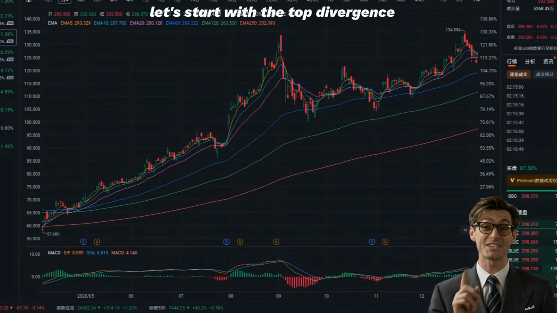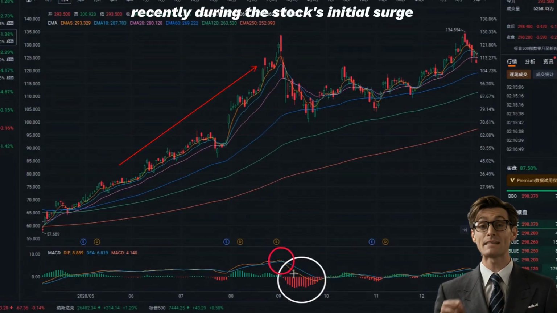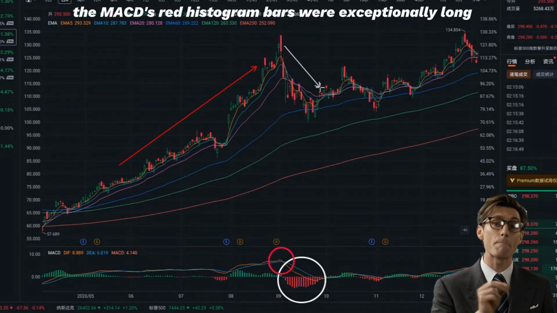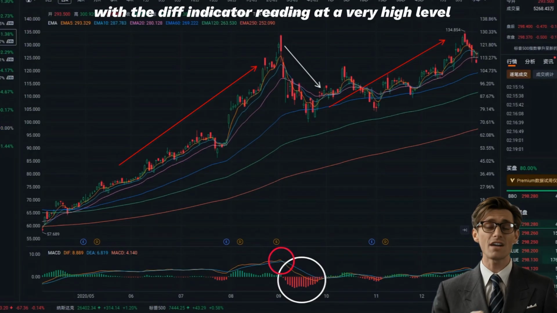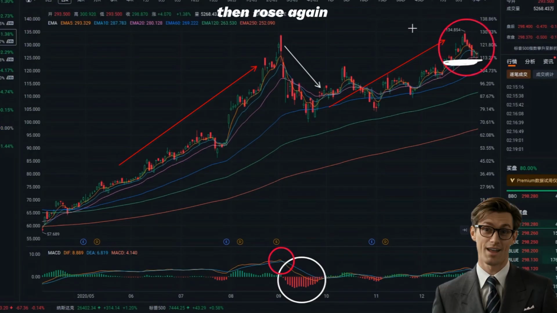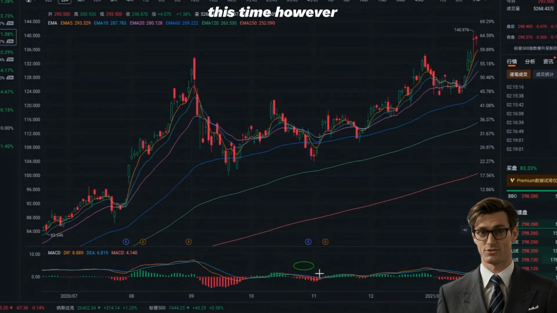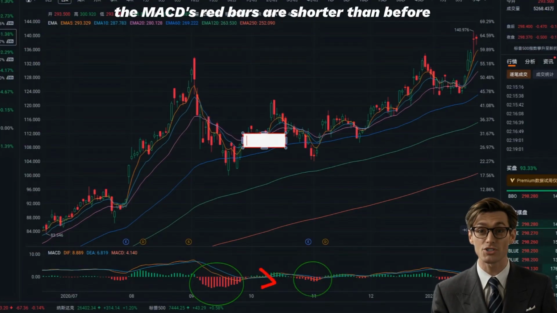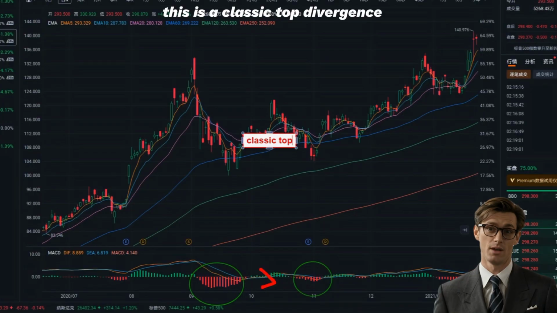How to use top divergence? Let's start with the top divergence. Suppose a stock has risen significantly in value recently. During the stock's initial surge, the MACD's red histogram bars were exceptionally long, with the DIFF indicator reading at a very high level. Subsequently, the stock price corrected, then rose again, ultimately breaking through its previous high. This time, however, the MACD's red bars are shorter than before, and the DIFF reading is lower than previously. This is a classic top divergence.